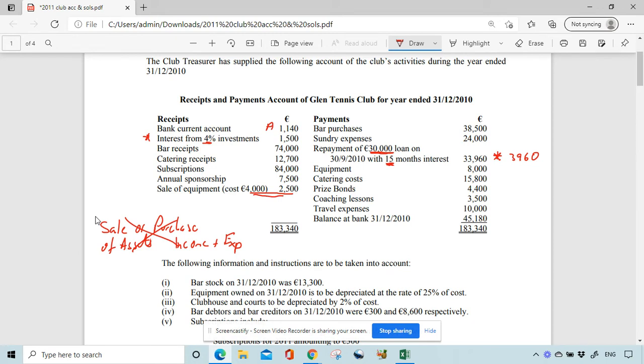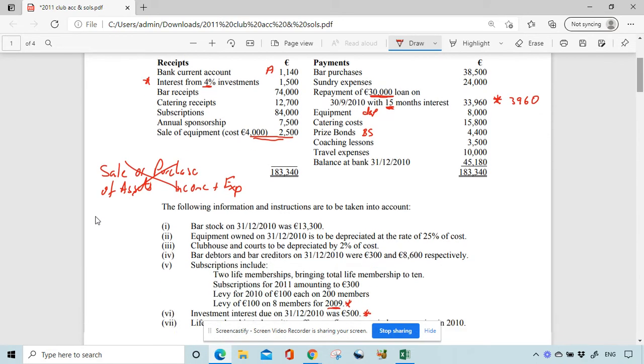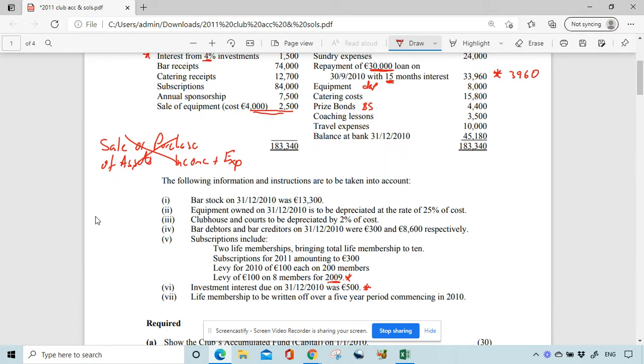Then payments, we have bar purchases, that's included with bar. Sundry expenses, that's going to be an expense. Loan interest is going to be an expense. Equipment, no, but depreciation, yes. Catering costs, we've talked about. Prize bonds, now this is going to be a balance sheet item. Coaching lessons, yes. Travel expenses, yes. These things are all going to go into income and expenditure, and there's going to be some notes as well.